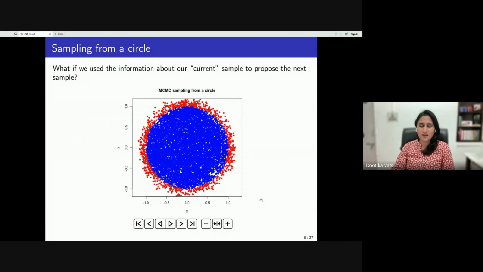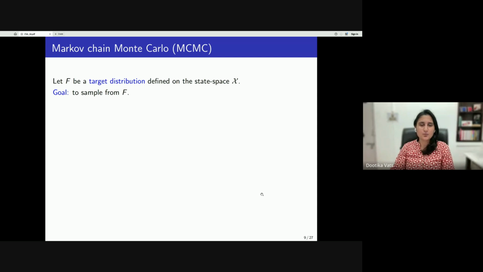Okay. Great. So what was that algorithm? That is an example of what we call a Markov chain Monte Carlo algorithm. So let's now start defining this algorithm and this concept properly.